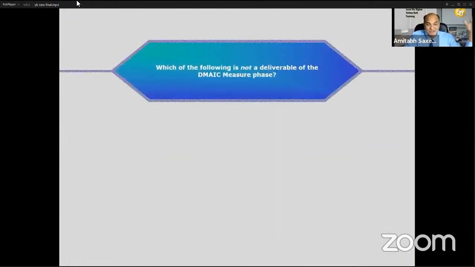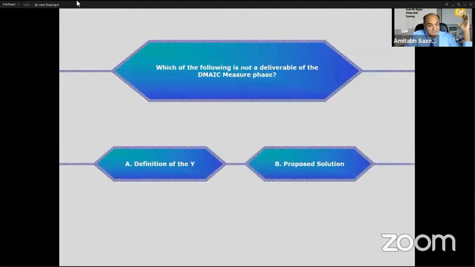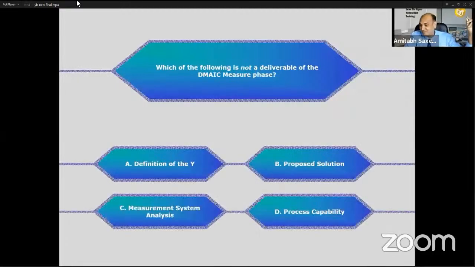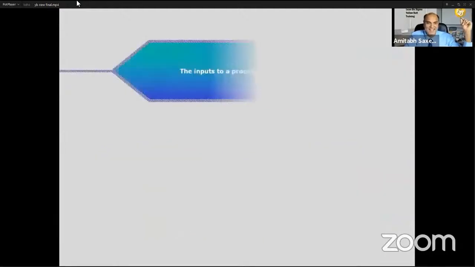Which of the following is not a deliverable of the DMAIC phase? The right answer will give you $10,000. A wrong answer, I'm sorry, will not give you anything. Tell me, what is the right answer for this question? Let me see what is the right answer. What is not a deliverable of the measure phase? In measure, you just collect the data. So it is not a deliverable. Yes, proposed solution. Yes.